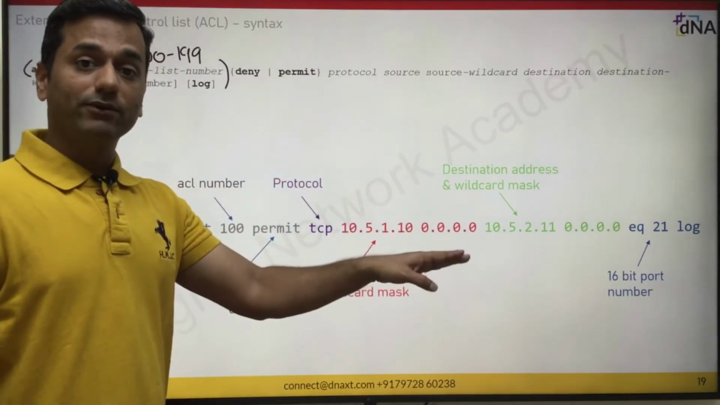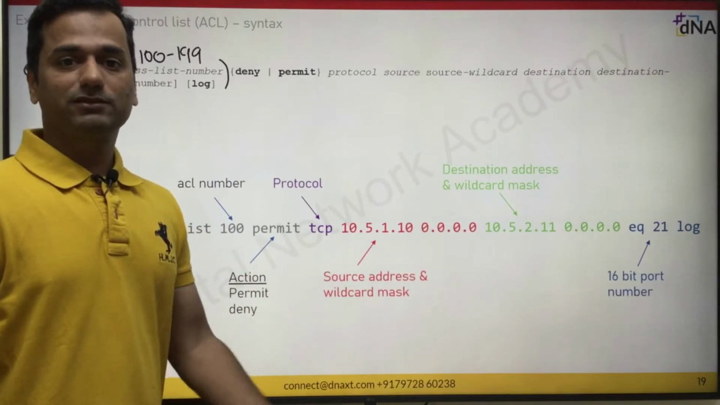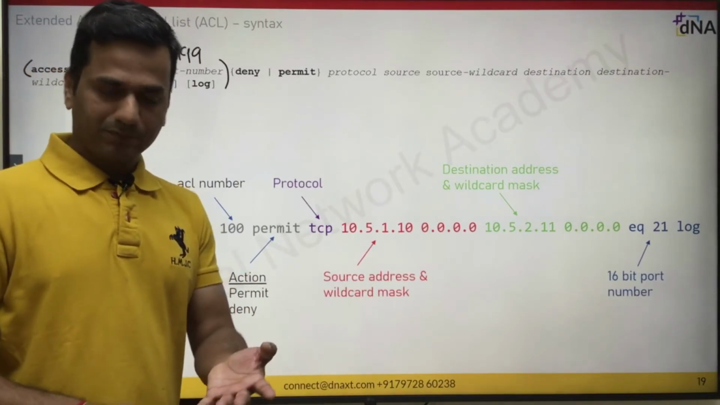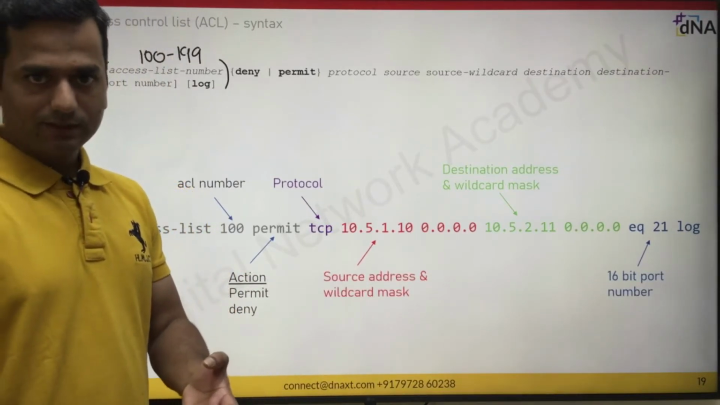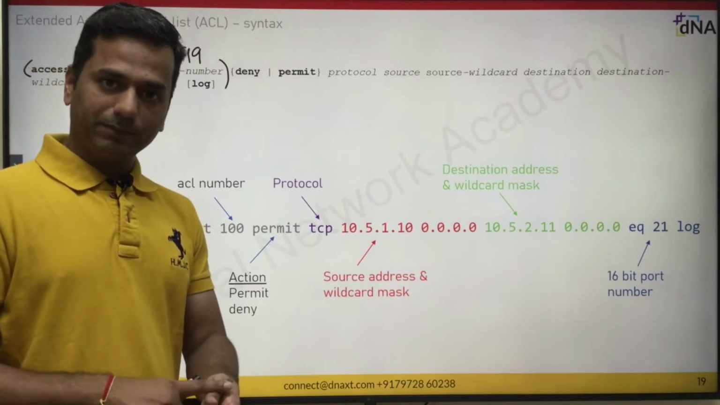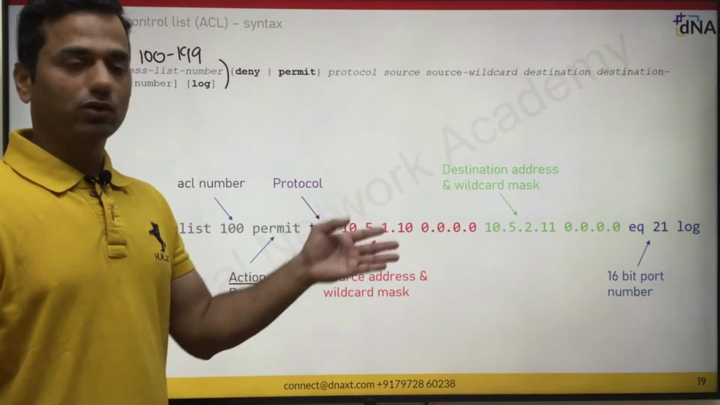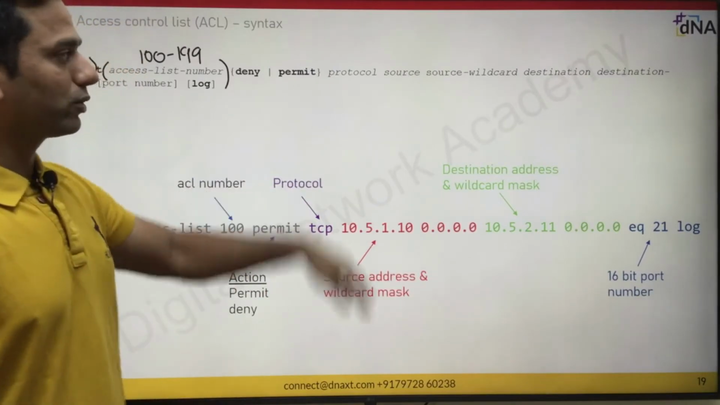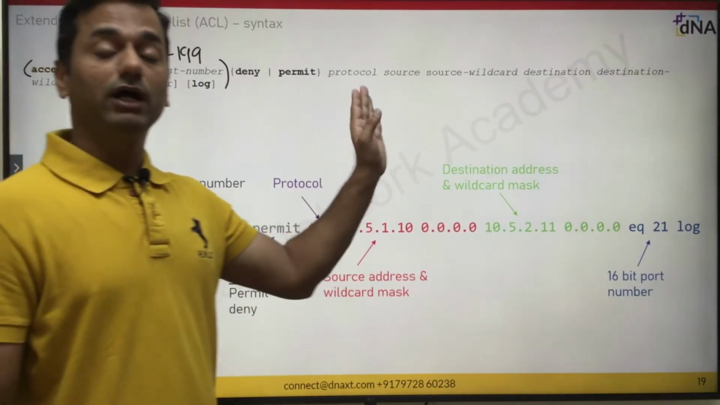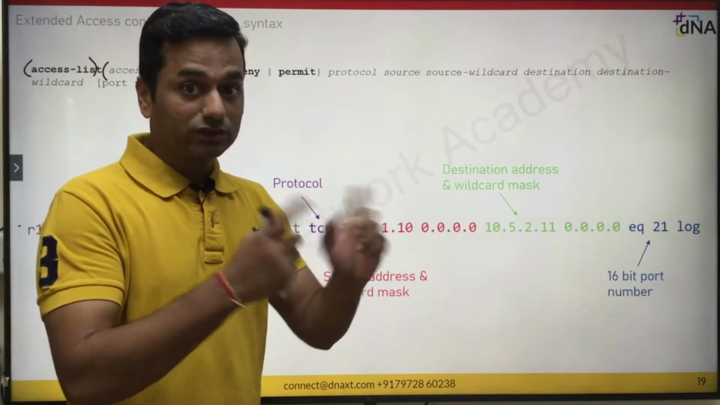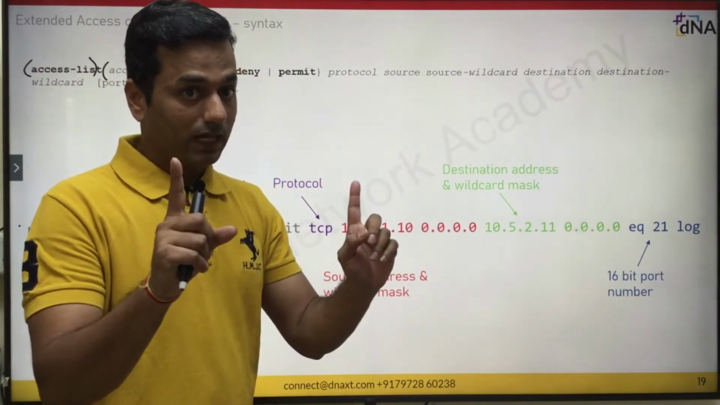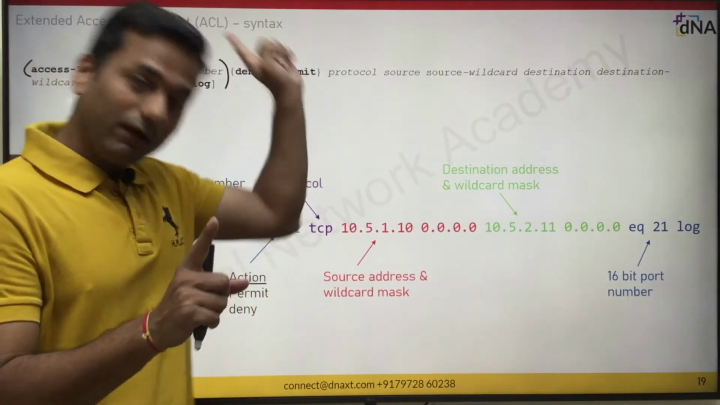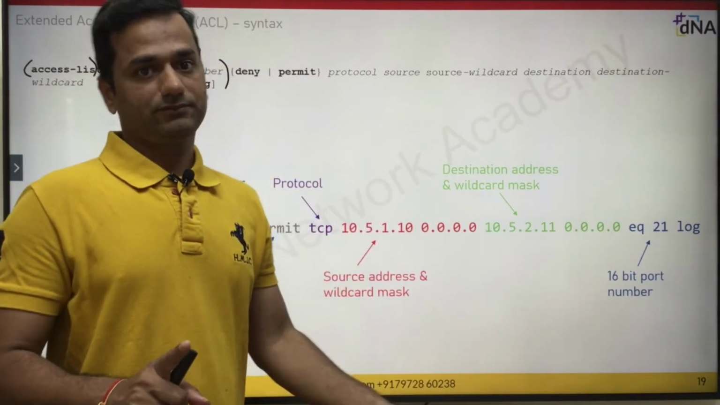Next, after permit or deny, you have to define the protocol. Protocol means TCP, UDP, IP, ICMP, EIGRP, OSPF. These protocols you can define over here. Clear? Once you define the protocol, you cannot change this syntax. After the protocol field, you have to mention your source address, right?